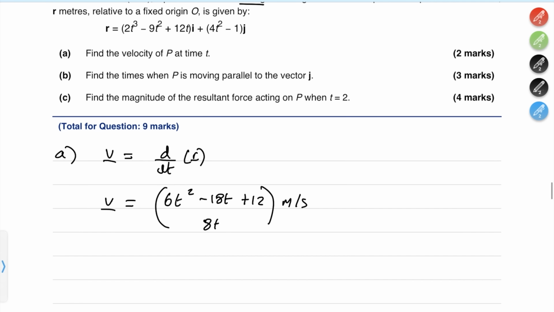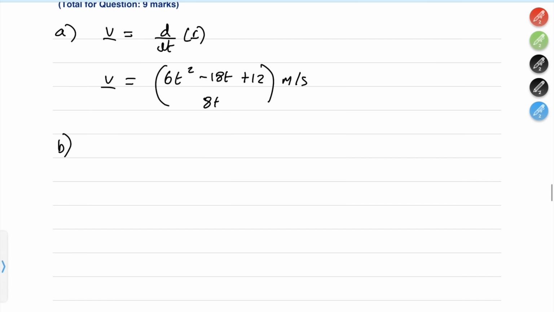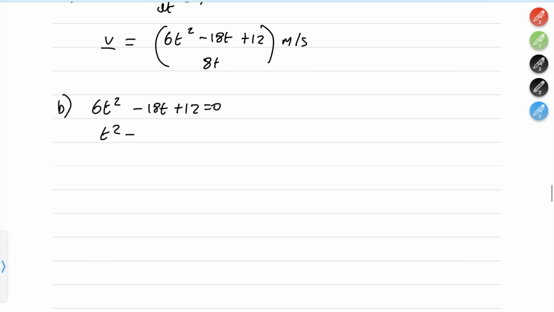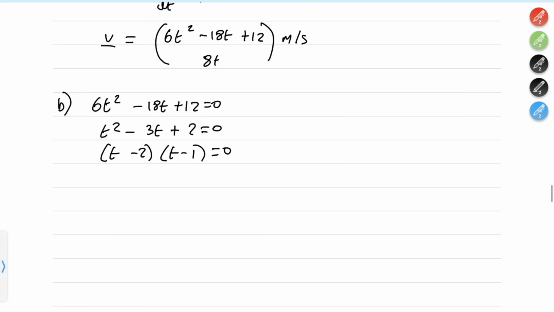So for part B, they now want us to find the time when P is moving parallel to the vector j. And if we think about, if it's moving parallel to j, it means that we're not moving in the i component at all. So our i component of the velocity should be equal to 0. So 6t squared minus 18t plus 12 is equal to 0. So divide by 6. t squared minus 3t plus 2 is equal to 0. Now this factorizes perfectly to give (t minus 2)(t minus 1) is equal to 0. So it's at t equals 1 or t equals 2 seconds.